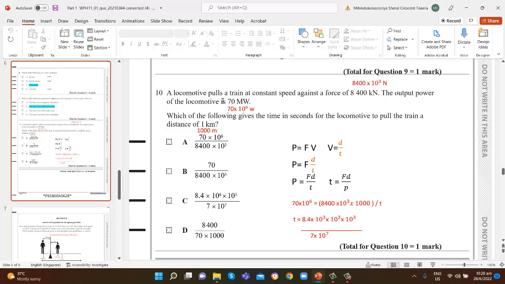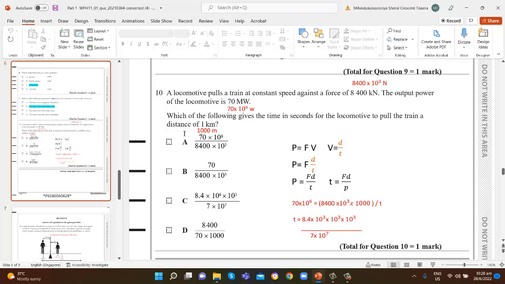Remember that. So now, a locomotive pulls a train at constant speed against a force of this. The output power is this. Which of the following gives the time in seconds for the locomotive to pull the train a distance of 1 kilometer? Now see, when you are reading, I told you at the beginning, if it is not SI, please turn it into the correct unit. On top of the paper, you write. It should be newtons, then I should multiply by 10 to the power 3. That's done. Now this is megawatt. So I have to multiply by 10 to the power 6. You do it then and there. Then you will never make silly mistakes.